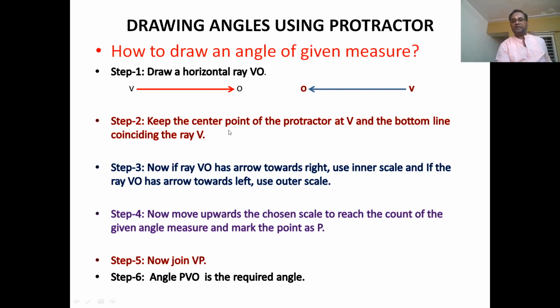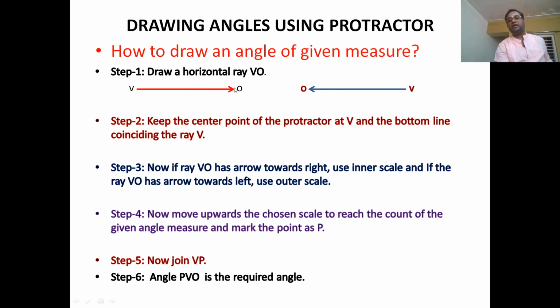Step 2 is very important. Keep the center point of the protractor at V. Here, the center point of the protractor should come here at V. And second thing to remember, the bottom line of the protractor should coincide with ray VO. So the center point comes here and the bottom line comes here. So the protractor will lie like this.